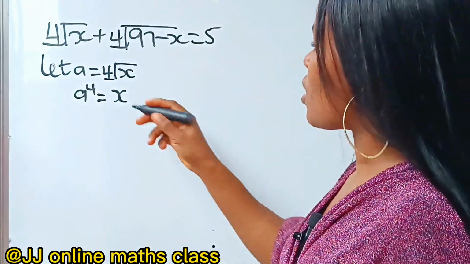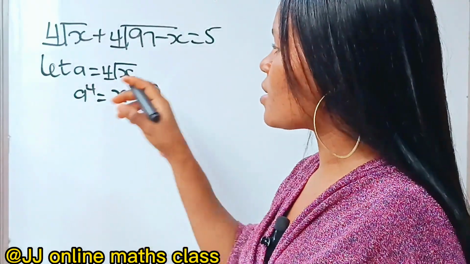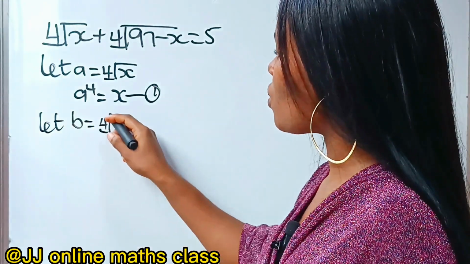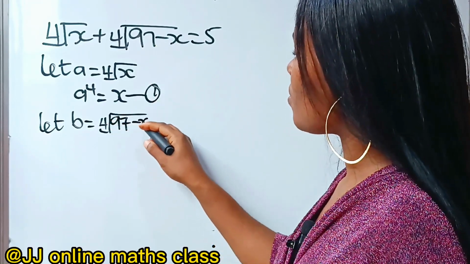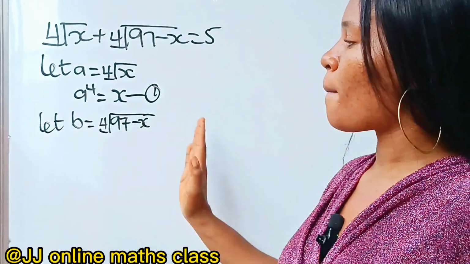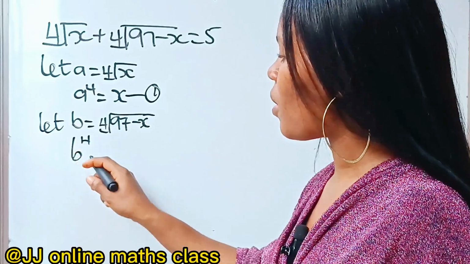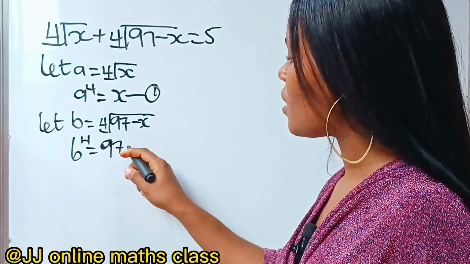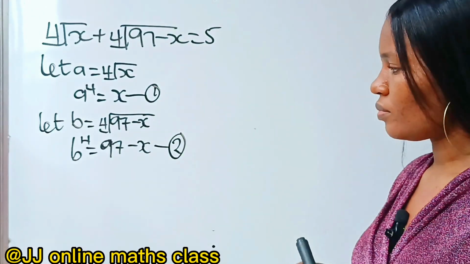Okay, so let's call this equation 1. Then similarly, let B equal the 4th root of 97 minus x. So if you also raise each part of this equation to the power of 4, we will have that B to the power of 4 is equal to what? 97 minus x. Let's call this equation 2.